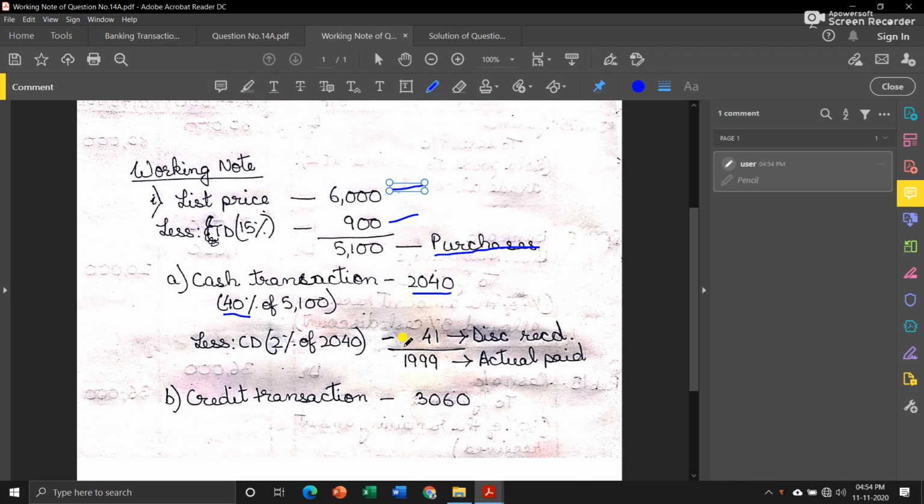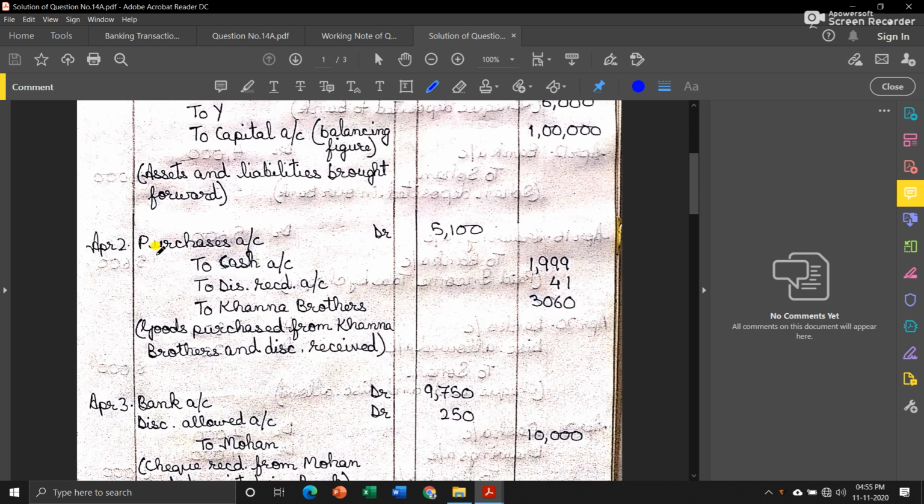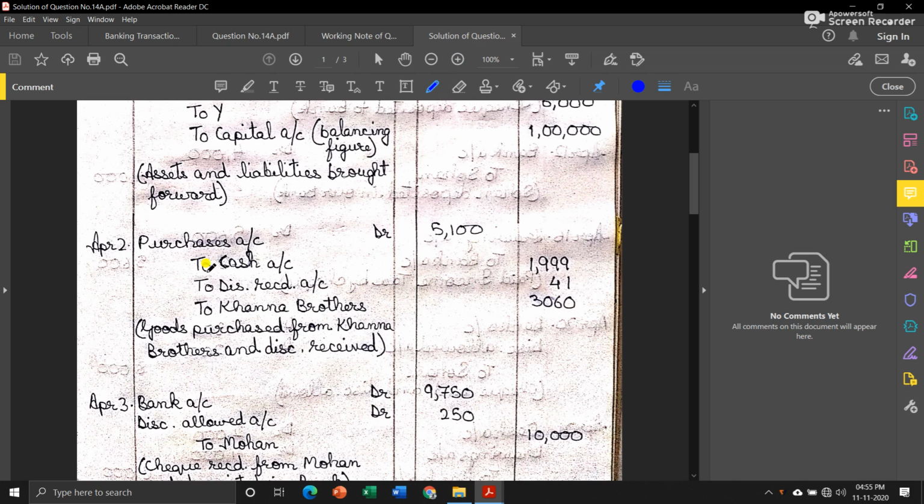Then 2% of 2,040 is rupees 40.8. Since we cannot take amounts in decimals, we took 41 instead of 40.8. That 41 will be our discount received. After deducting, the actual amount that we paid is rupees 1999, and the remaining 60% will be a credit transaction of rupees 3060. Now the entry will be purchases account debit to cash account, since we paid the amount in cash. So we will write to cash account, to discount received, to Khanna Brothers.